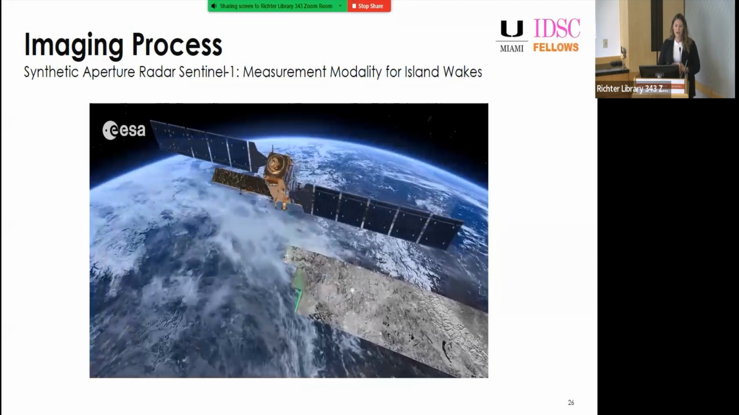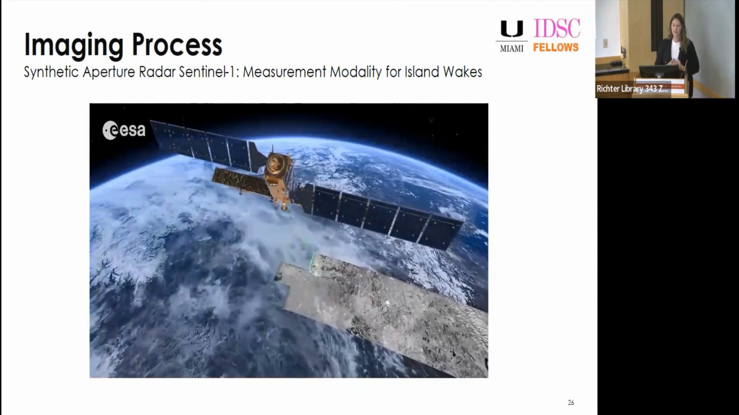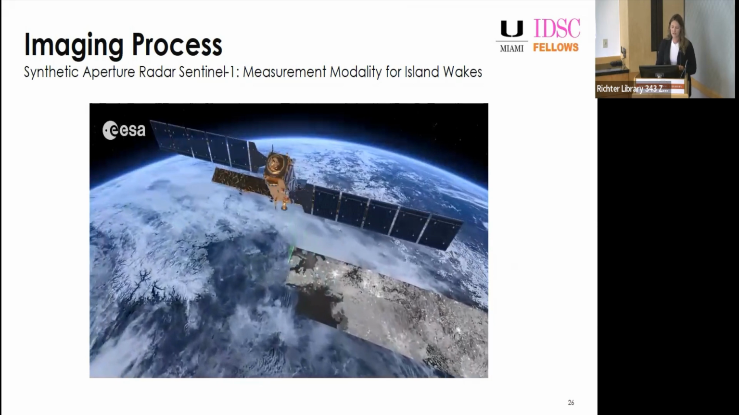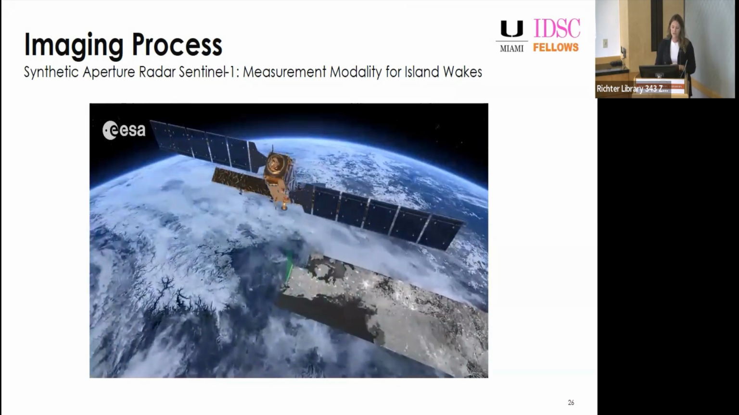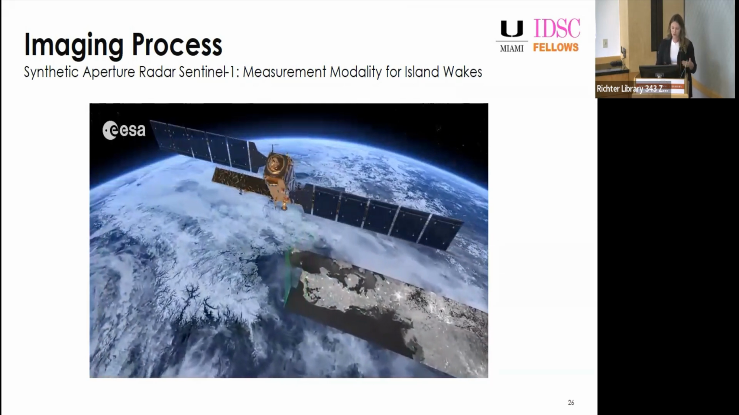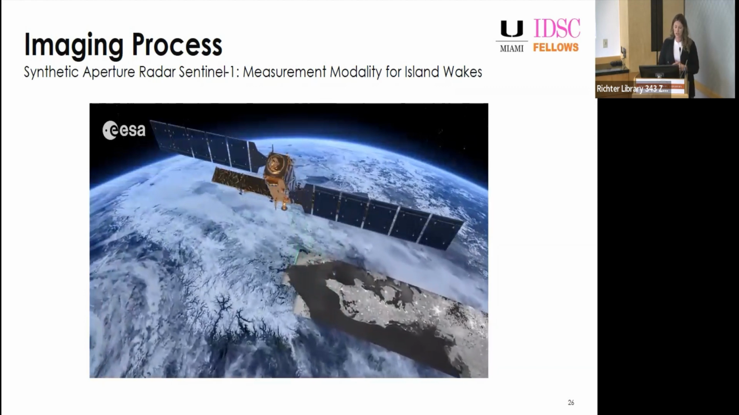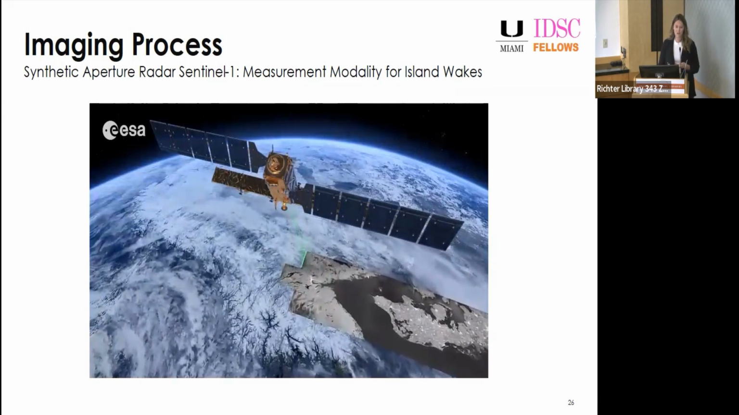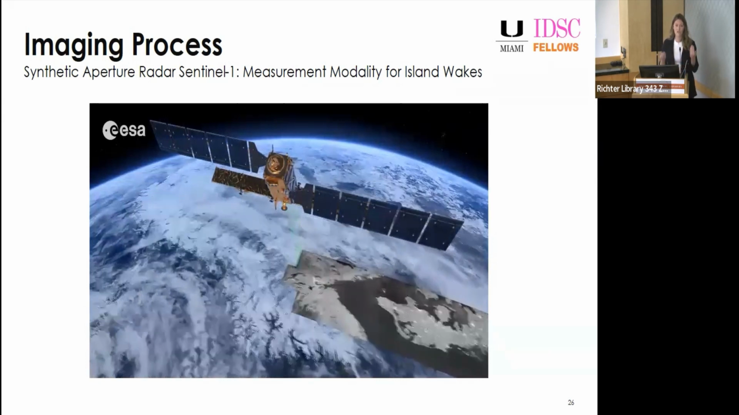The synthetic aperture radar that you're looking at is a Sentinel-1 satellite, which is how my data is collected. It is just imaging the surface of the Earth by sending out a microwave pulse, which is sent to the Earth, and then the satellite waits for the return, takes that in, and turns it into the raw data that you'll see pretty soon.